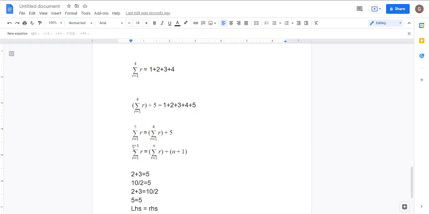Now what I want you to see is that if we let 4 be equal to n, wherever we see 4, we will put n. There's a 4 on top of the summation, so I'll replace that with an n. We also know that 5 is the same thing as 4 plus 1. So if 4 is equal to n, we can replace 5 with n plus 1, which is the same thing as 4 plus 1. And the same thing here with n plus 1.